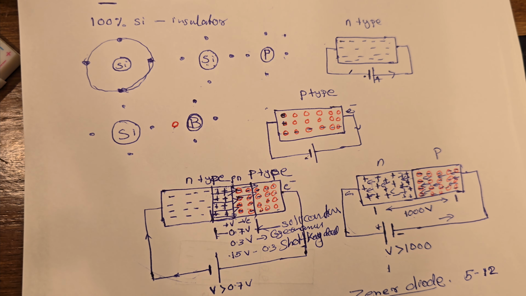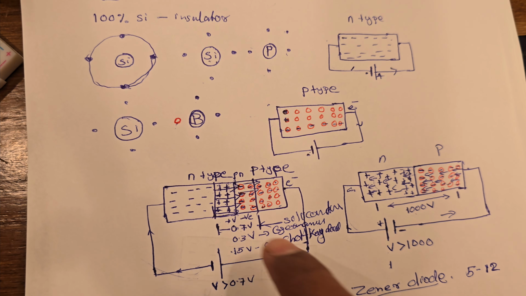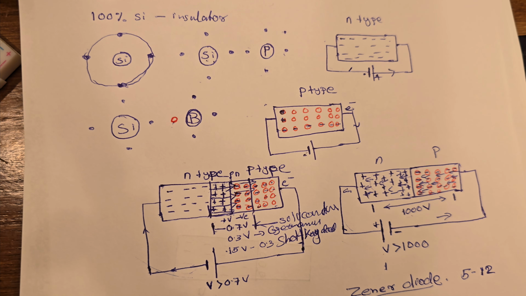Thanks for watching. And in the next video, we will do some more experiments with diodes and see this 0.7 volt, where this 0.7 volt and 0.3 volt are. Stuff like that.